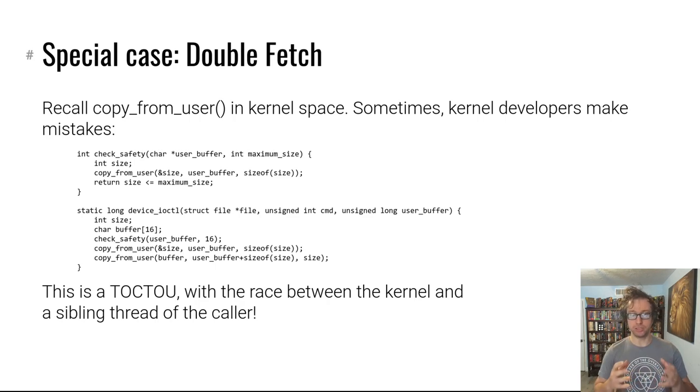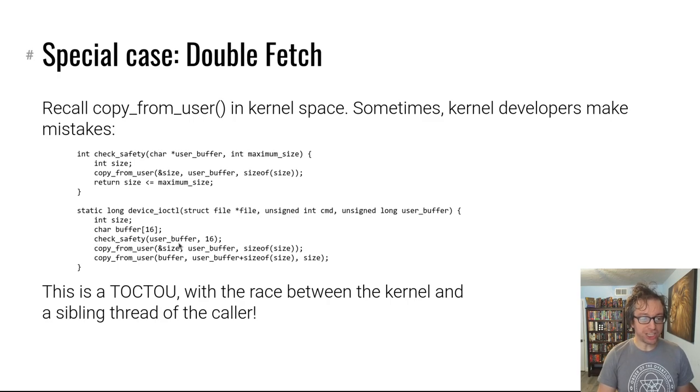From the kernel module, it takes input from the user and copies it from user space into kernel space. Sometimes developers make mistakes that are basically time of check, time of use vulnerabilities between the kernel and the user space. Look at this situation. You have an ioctl handler that takes a user buffer, a pointer to a buffer in user space, as the ioctl argument, right?